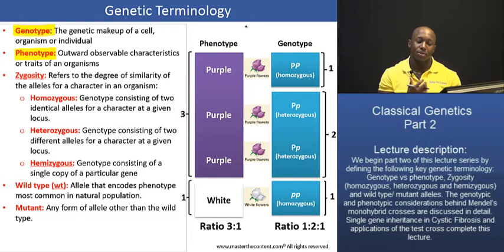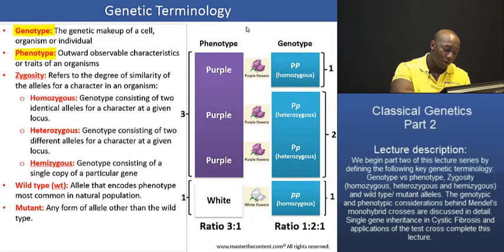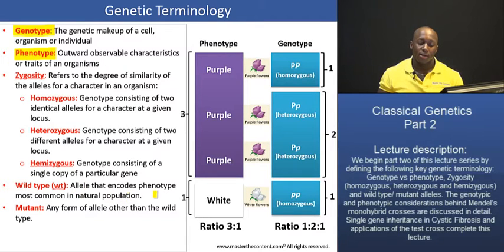Hemizygous, a genotype consisting of a single copy of a particular gene, because genes usually occur in pairs of alleles, but in the hemizygous state, we're only talking about a single copy, a single allele for a particular gene. Now, a wild type strain or wild type allele is basically one that encodes a phenotype that is most common in a natural population. And a mutant allele would be any other form of the allele that is different from the wild type.